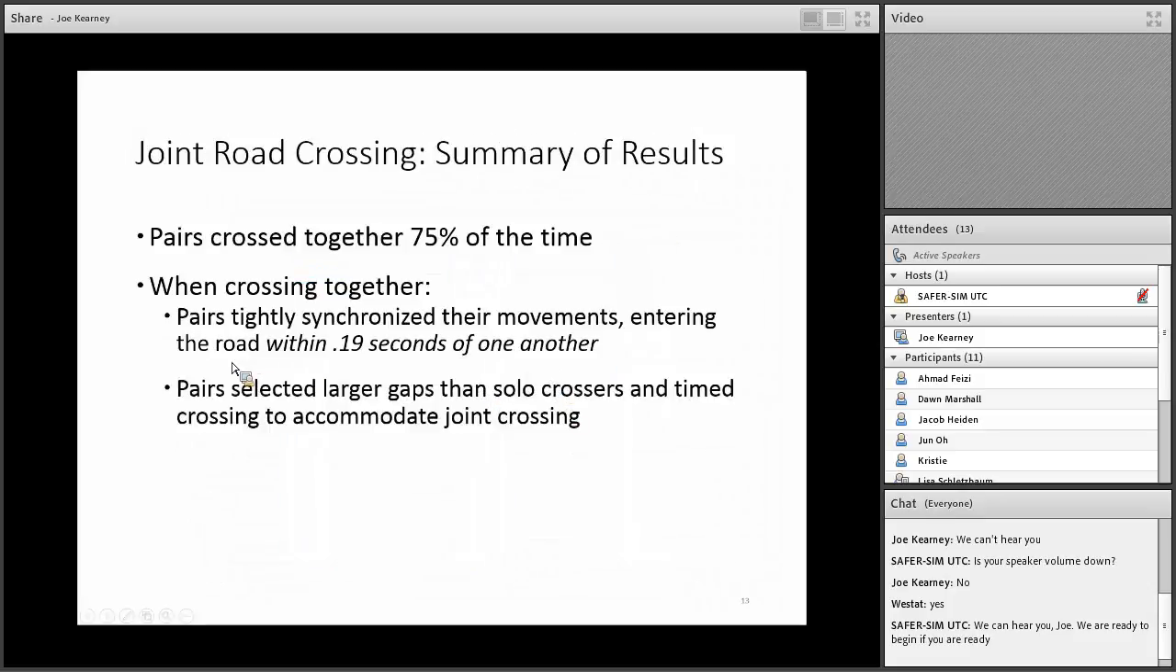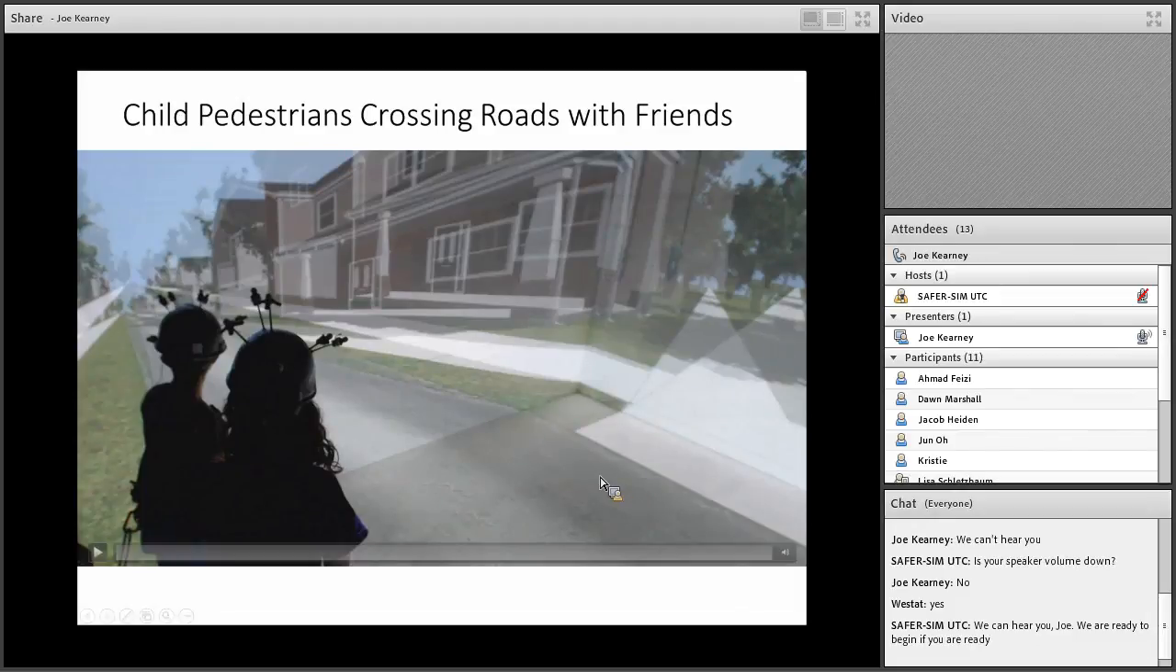So in summary, in our first experiment here, pairs were highly likely to cross together, 75% of the time they crossed together. When they crossed together, they tightly synchronized their motion, entering the road within 0.19 seconds of one another. And the pairs picked larger gaps than solo crossers and timed their crossing to accommodate joint crossing together. And now I'm going to turn it over to Jodie, who's going to talk about the experiment with child friends.